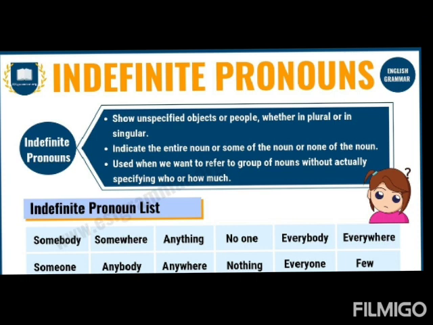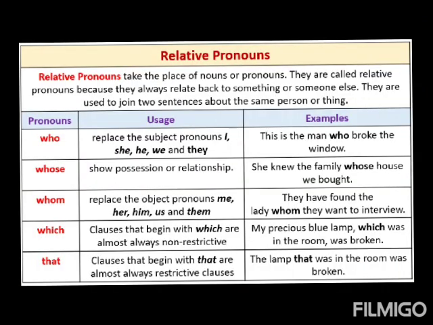The next category of pronoun is relative pronoun. Relative pronouns are the pronouns which are mentioned previously. They may be a person, place or a thing. They can be used to join two sentences as well. Examples: who, whom, which, whosoever, etc.